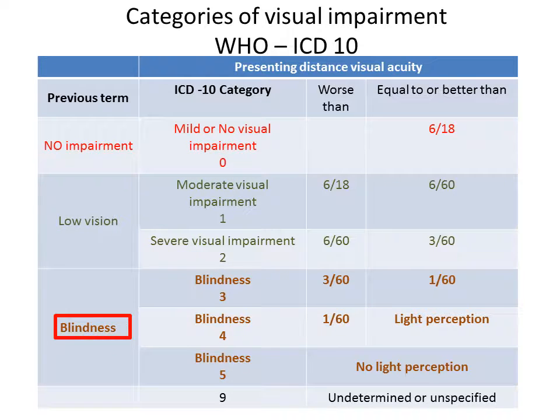Blindness category 3 is 3 by 60 to 1 by 60, category 4 is 1 by 60 to just light perception, and blindness category 5 is where there is not even light perception.